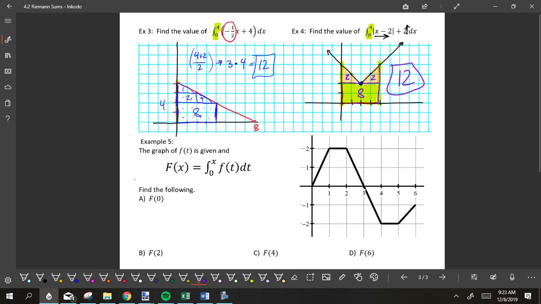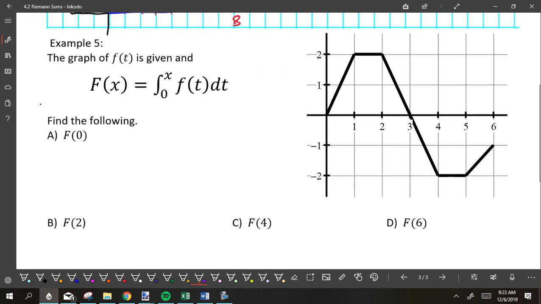All right, so this is the problem I was telling you about earlier. I guarantee this is on the AP exam. I guarantee it's worth at least 2 points, if not more than that. Okay, let's look at what it says here. The graph of f of t is given. So this over here is a graph of f of t. And then they tell you that capital F of x is equal to the area under the curve starting at 0 and going to x of f of t.